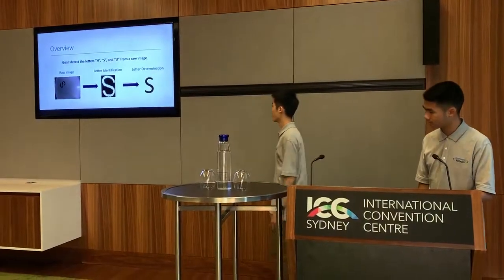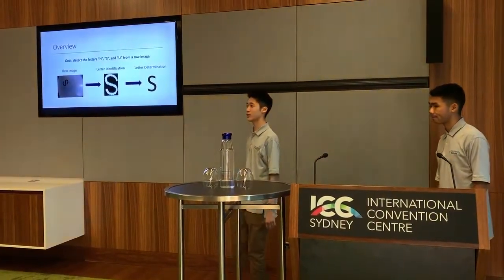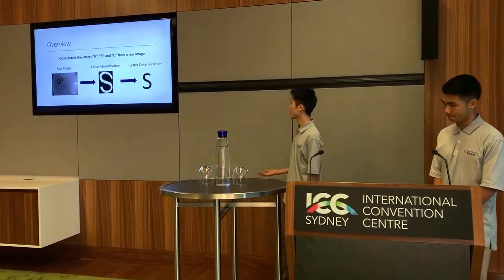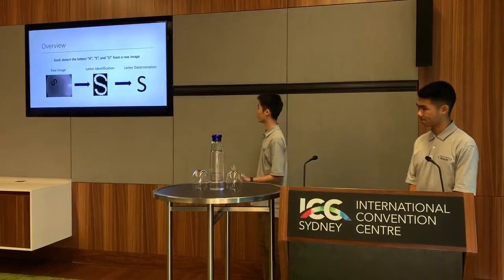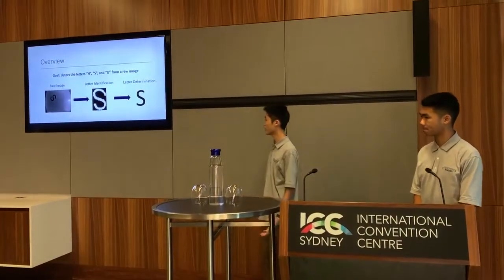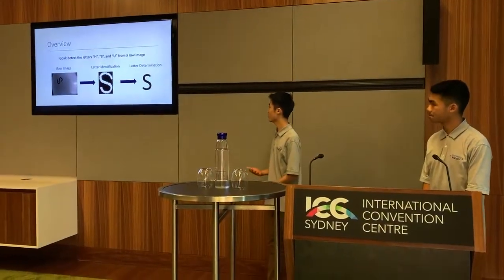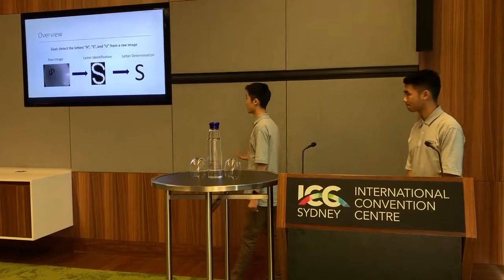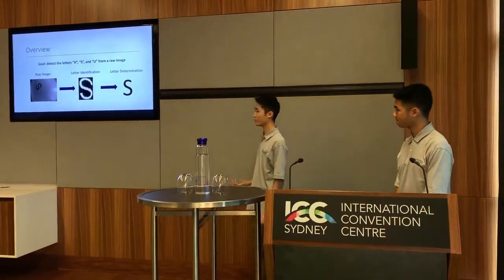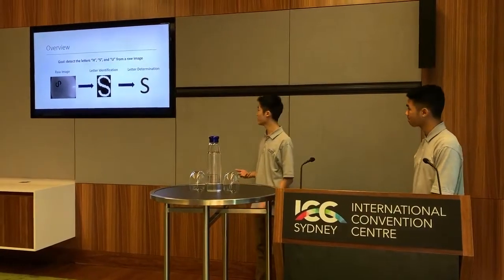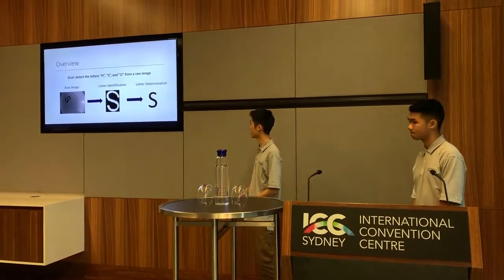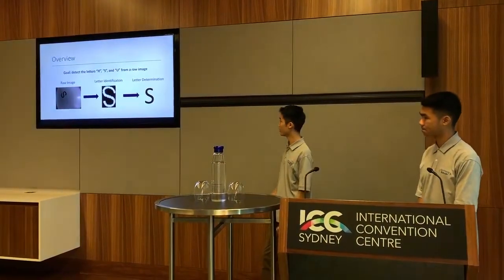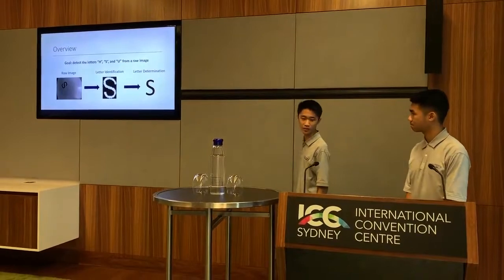Yeah, so now I'll go over our letter detection algorithm. So just like a brief overview of the task, the goal is to detect the letters H, S, and U, which are going to be placed in front of generally a white wall from a raw image. So how the algorithm works is we first have the raw image, and then we must identify the letter, and we would crop the image accordingly, and then we would determine if the letter is either H, S, or U. And we're using C++ with the OpenCV library.